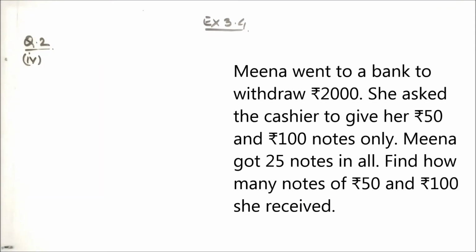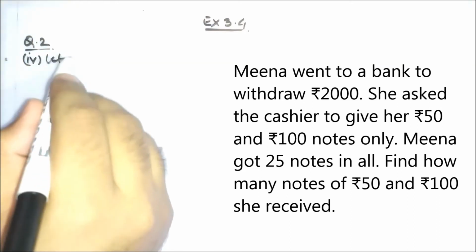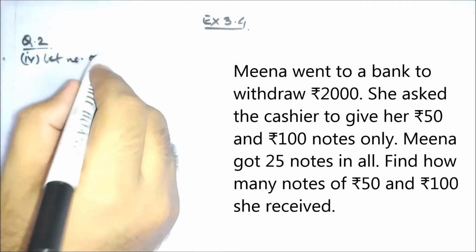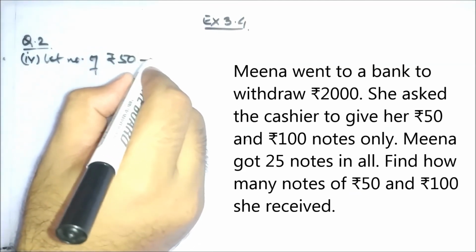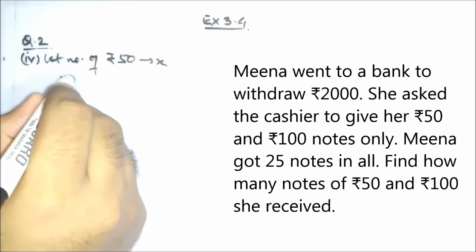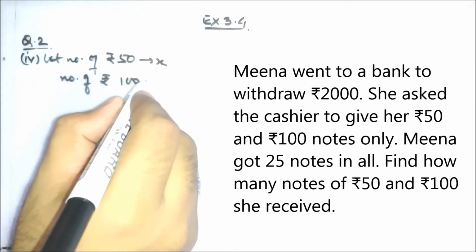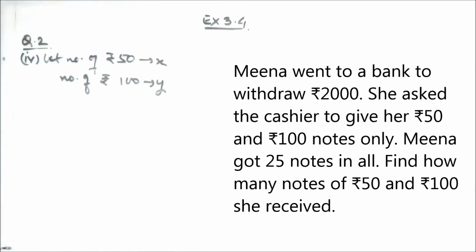Fourth question says, Meena went to a bank to withdraw 2000 rupees. The total amount to be withdrawn is 2000. She asked the cashier to give her 50 rupees and 100 rupees notes only. Meena got 25 notes in all. You have to find how many notes of 50 and 100 rupees she received. So let the number of 50 rupees notes be x, and the number of 100 rupees notes be y. Let us assume this.